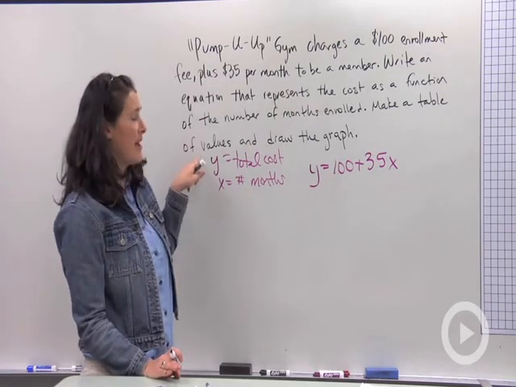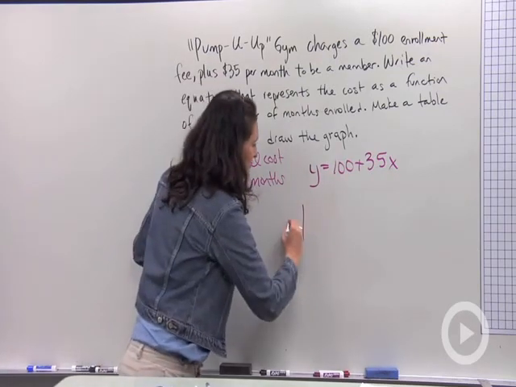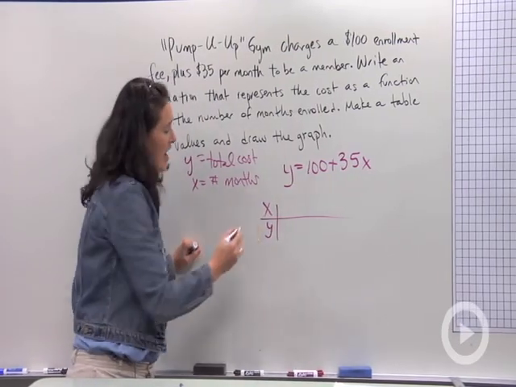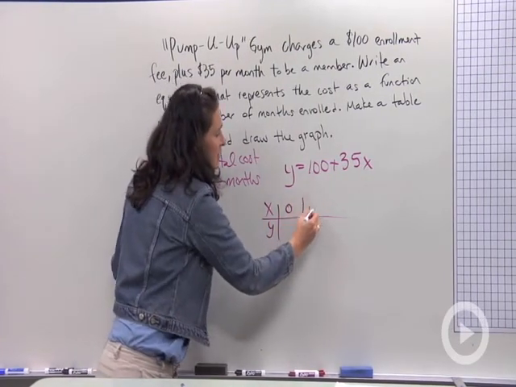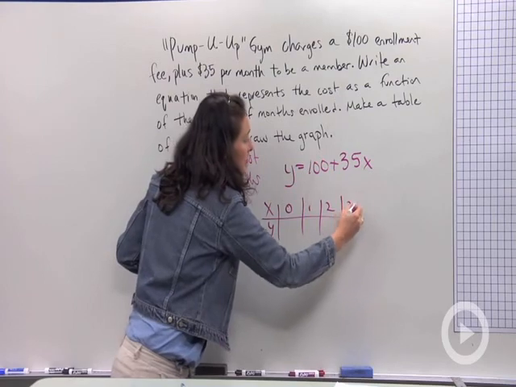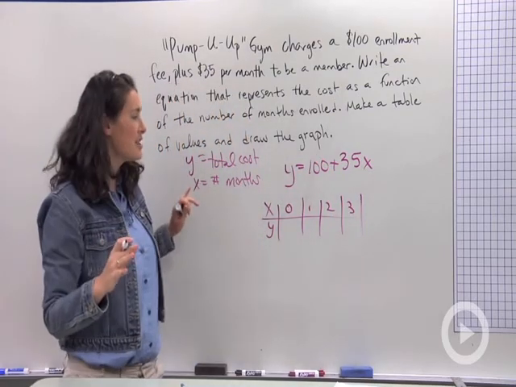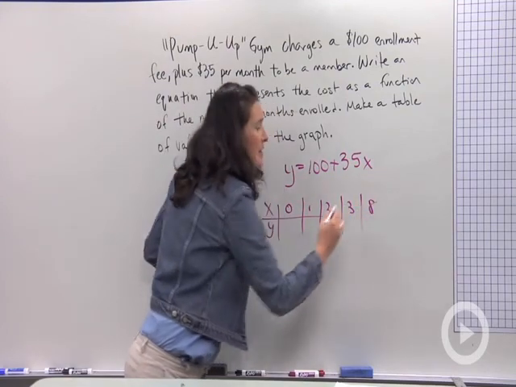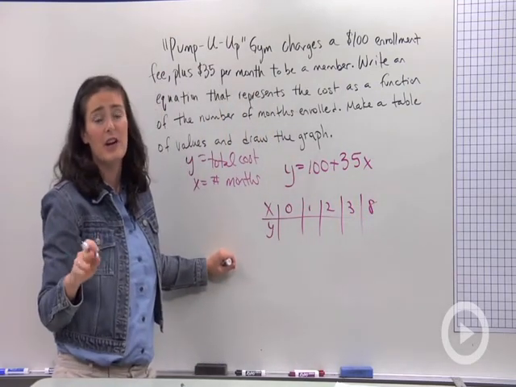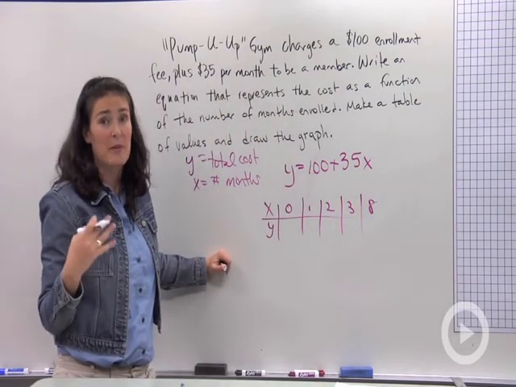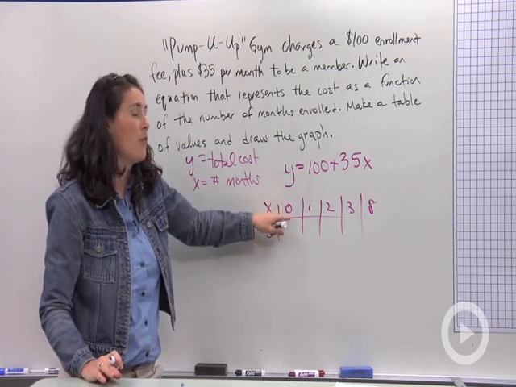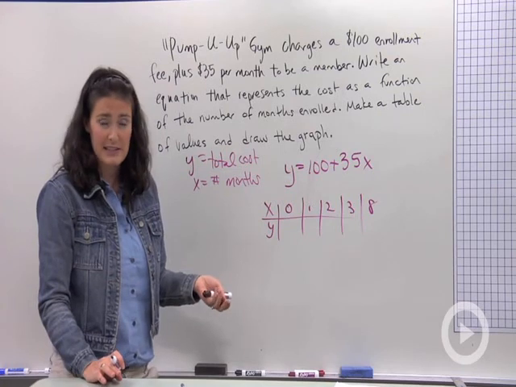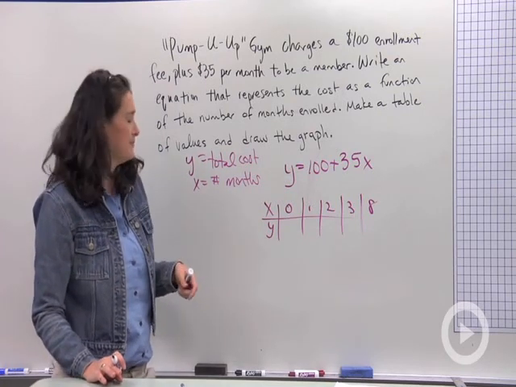Next thing I have to do is make a table of values, all right? So keeping in mind that x represents number of months, I'm just going to pick some months like 0, 1, 2, 3, and then I'm feeling kind of crazy, so I'm going to say like 8. I picked a point that's kind of further out there so that when I make my graph, it'll be big. It won't just show like 1, 2, or 3 months. It'll show 8 months, which is probably more realistic for how long you might be a gym member.